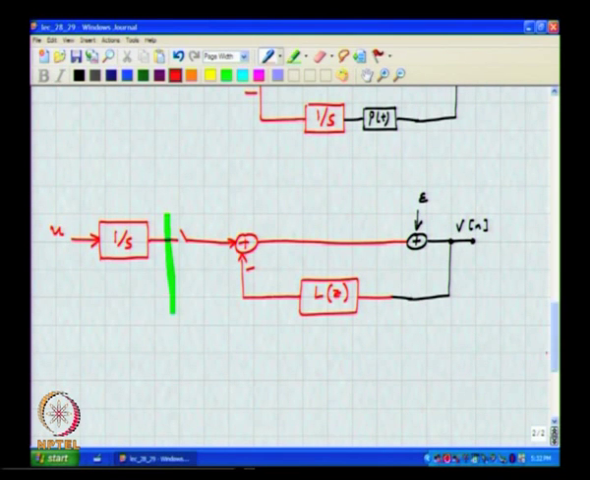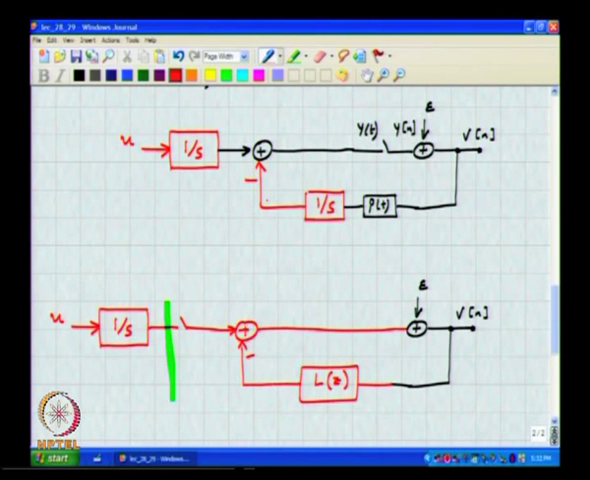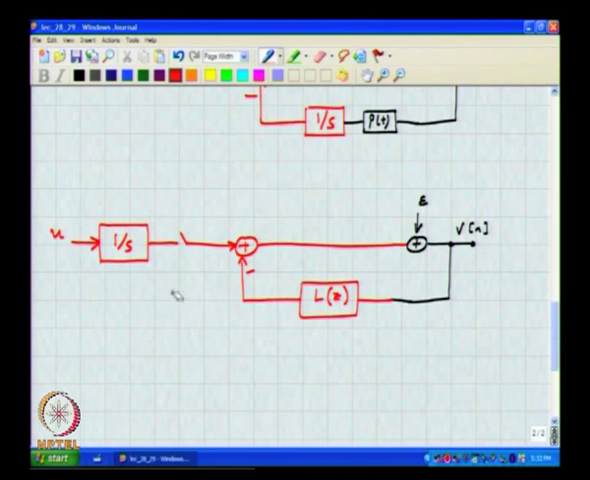And once we replace the cascade of P of t, 1 over S and the sample and hold by L of z, this system here is completely, so on this side, or rather to the left of the sampler, it is continuous time, and to the right of the sampler it is discrete time. You understand?